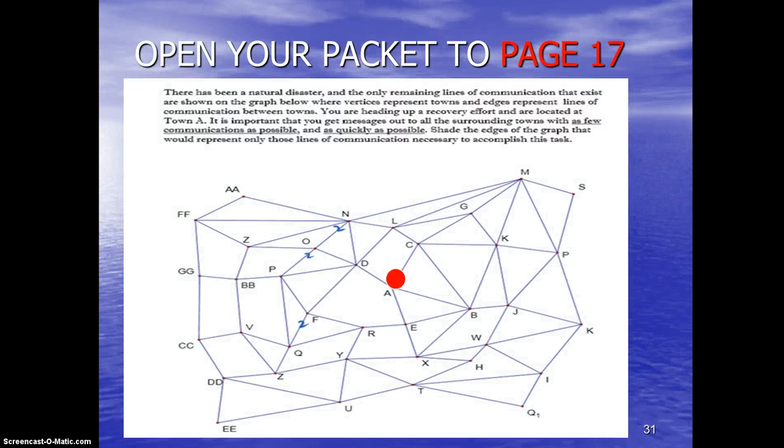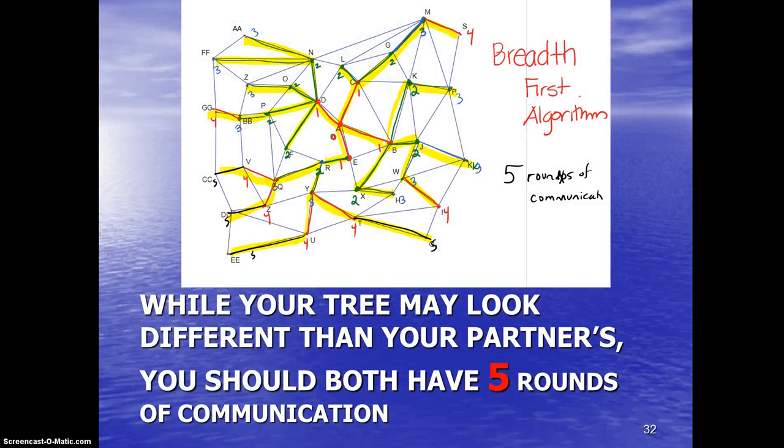All right, open your packet to page 17. You're going to try one. So your starting town is A. Put the computer on pause and see how many rounds of communications does it take until you get to all towns. Be sure when you reach a town, you put what communication round it's been to get there. All right, so if you take a look at this, we spanned out and it took 5 rounds of communication.